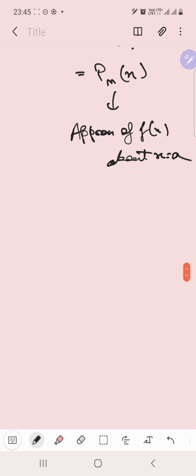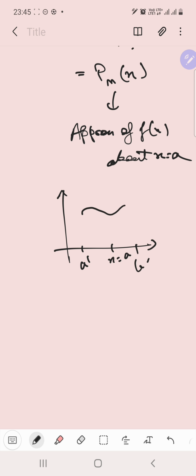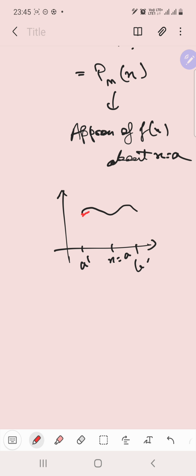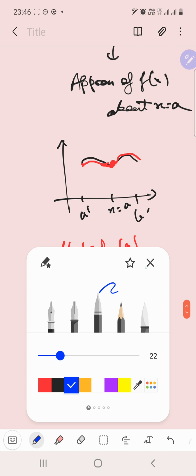Clear? So basically, if you have some interval, let this be a' and this is b', this is x equals a, and the curve is like this. So basically the Pn curve will be approximately the same as this, identical at x equals a. So they will be identical at x equals a. Clear? f(a) equals Pn(a). Okay, so let us talk about some more properties.